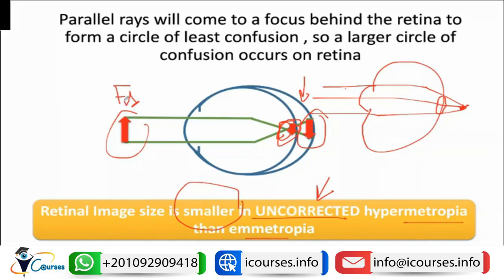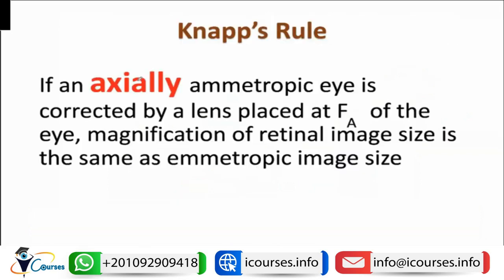Again, let's make this more clear. If we have uncorrected myopia, the retinal image size will be larger. If we have uncorrected hypermetropia, the retinal image size will be smaller. If both of them are corrected and the correction is present at F1, then the retinal image size will be the same. And this is what's called Knapp's rule.